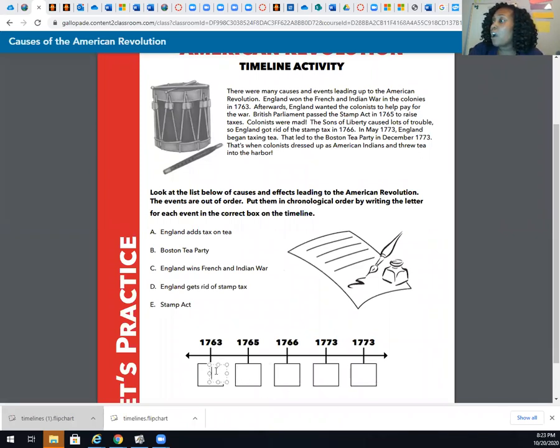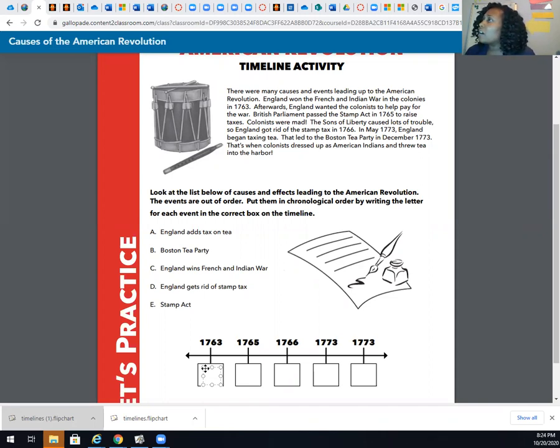Okay, so I have these events all mixed up. So what I need to do is go back to my text. I can always go back to my text. Don't forget, you can always go back and look at it. It hasn't disappeared. Well, what was the first event? So my events are A through E, and it says England adds tax on tea, Boston Tea Party. That sounded like the last thing that happened. England wins the French and Indian War. Maybe. England gets rid of the stamp tax and the Stamp Act. Well, which one was first?